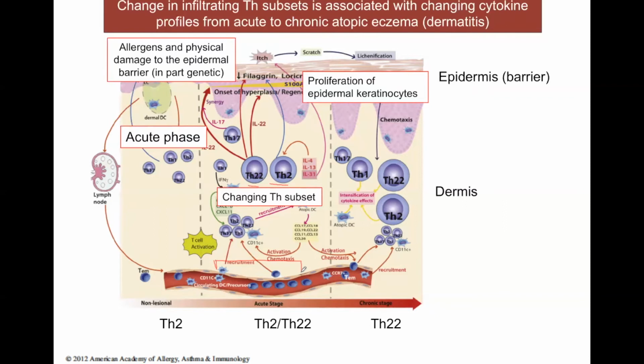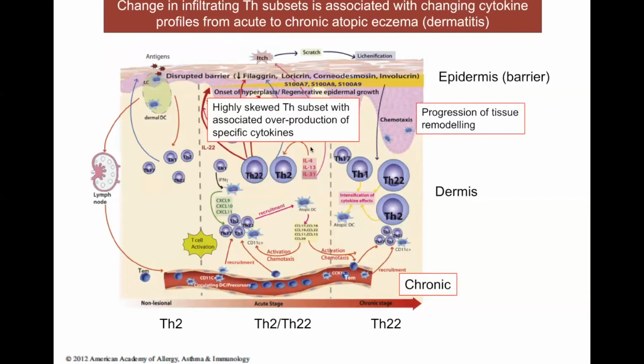As we see more T helper 22, T helper 17, T helper 2, we start to see increases in cytokines such as interleukin 17 and interleukin 22 and interleukin 4, all of which is now driving a particular phenotype that we associate with an allergic disease.